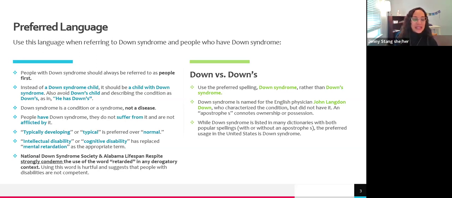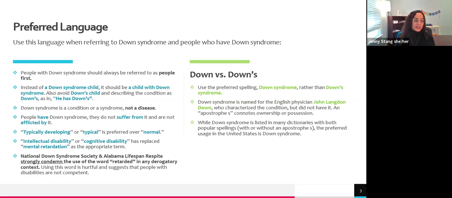Next, we use terms like typically developing or typical. That's preferred over normal. So you don't want to say, well, my child is normal, or compared to normal children. Okay, we say typical or typically developing. Because not everybody has Down syndrome, but that doesn't make them abnormal or bizarre or anything like that. Okay, so we want to just make sure we use the proper language.